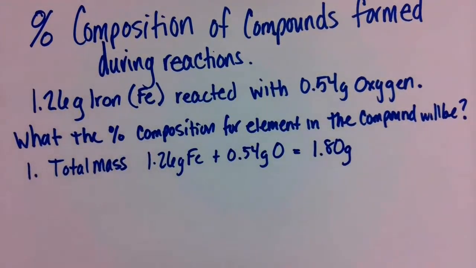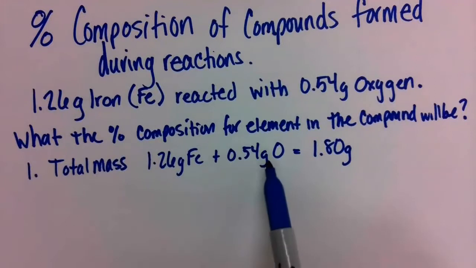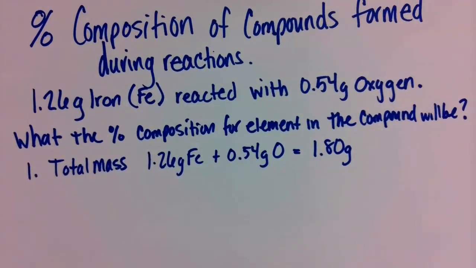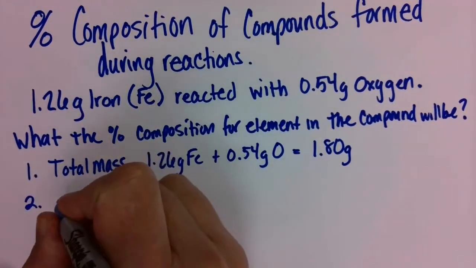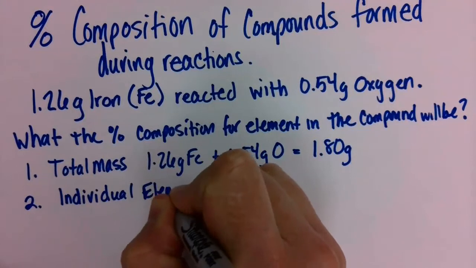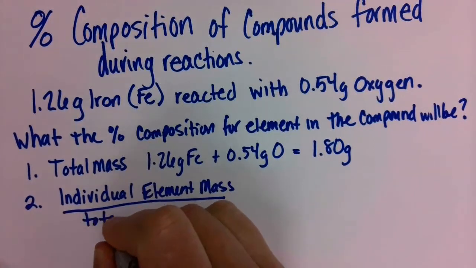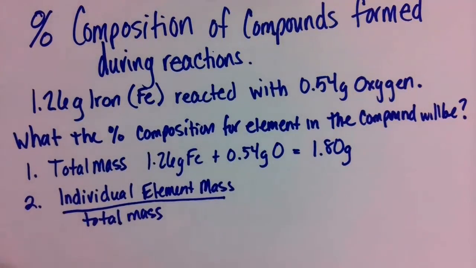Now, of course, I am assuming that these are reacting to completion, so there's nothing left over. So because mass is conserved during a reaction, mass is saved, my compound mass should simply be the combination of the masses making up the compound in the reaction. And then the rest of the processes are the same. Step 2 would then be to take the individual element mass and divide it by our total mass. And then, of course, whatever you get here, you are simply going to multiply by 100.